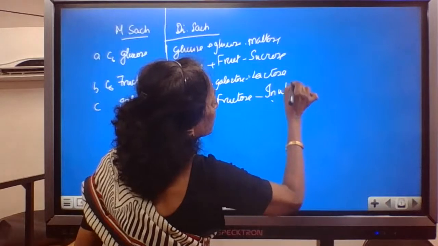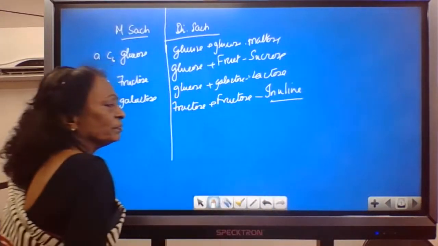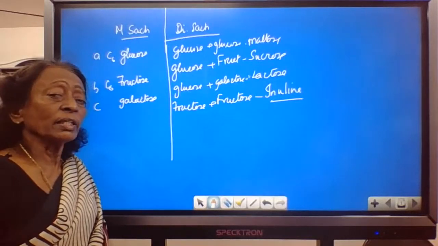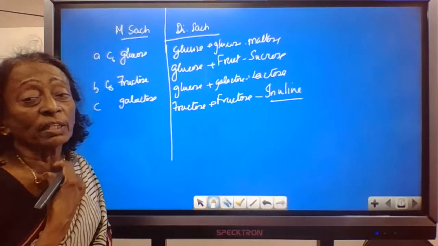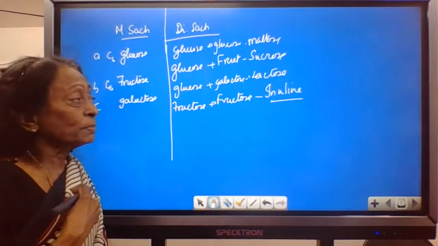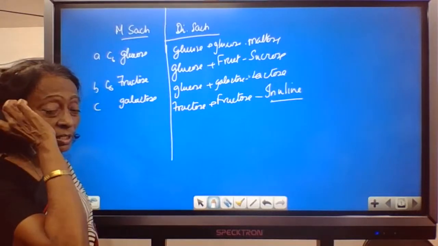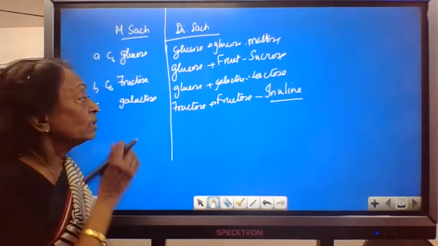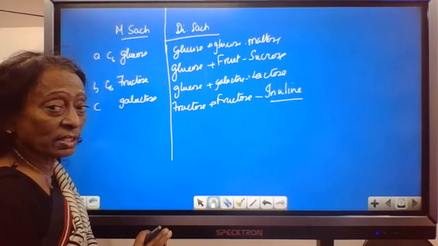Inulin is a disaccharide. Don't muddle up the words insulin and inulin. Insulin is a hormone, a protein compound. It's a protein substance. Inulin is a carbohydrate substance. So the bond here is different, there it is different. Now these are the disaccharides.